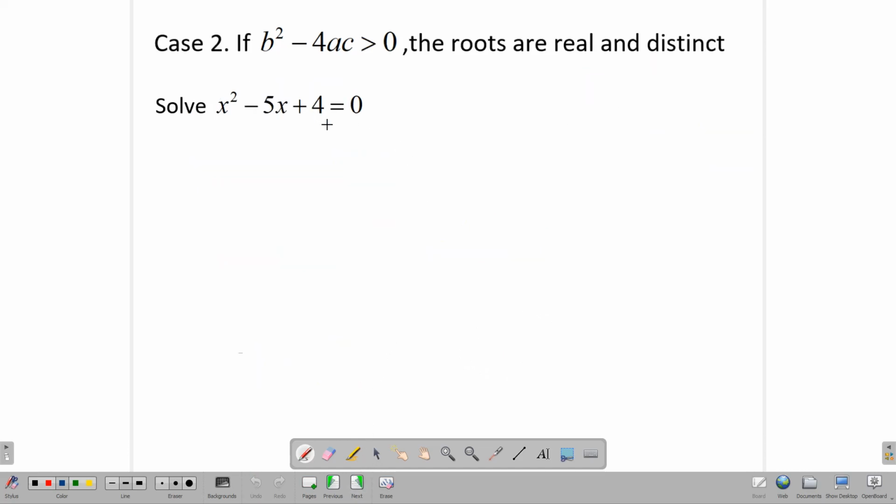Let's look at another case, when the roots are real and distinct. That is, they are real and they are different. Now, b squared minus 4ac, let's write it down again. a is 1, b is negative 5, and c is 4. Plugging them in tells us that negative 5 squared minus 4 times 1 times 4 would give us 25 minus 16, which is equal to 9. So 9 is greater than 0.